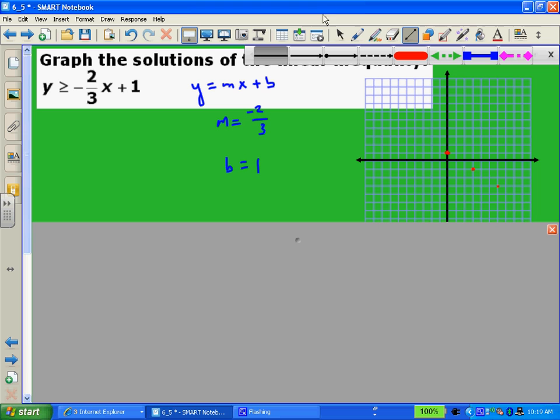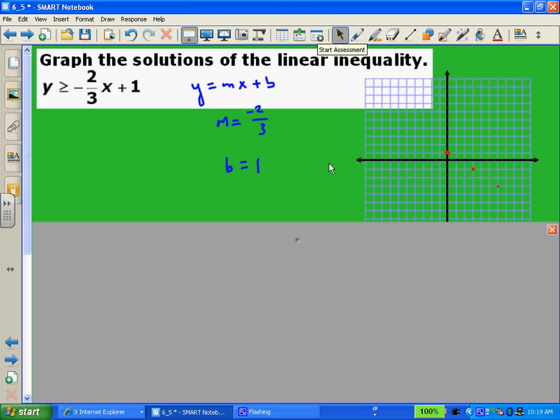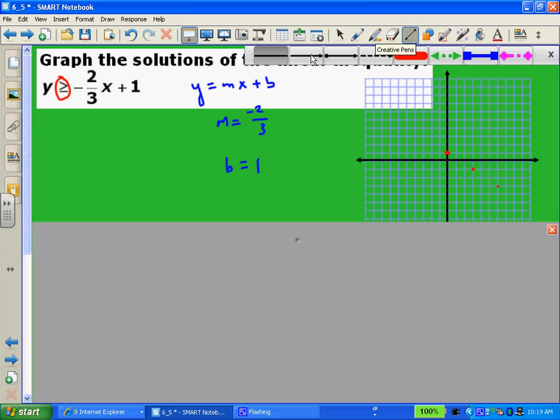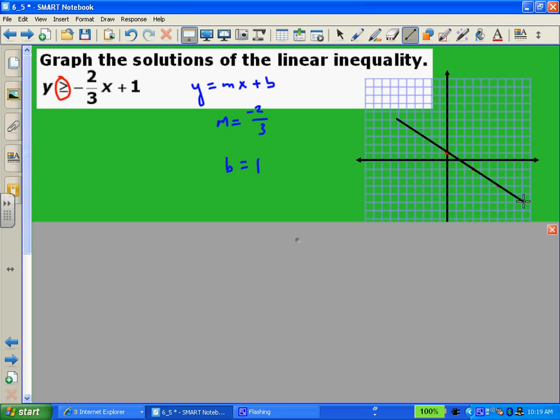Okay, now then I have to decide whether I should make a solid line or a dashed line. And to decide that, I look here at this symbol. I have a greater than or equal to symbol. And since it's a greater than or equal to symbol, that means that I'm going to use a solid line when I graph. So let me go grab a solid line out of here and graph that. Okay, so there's my line.